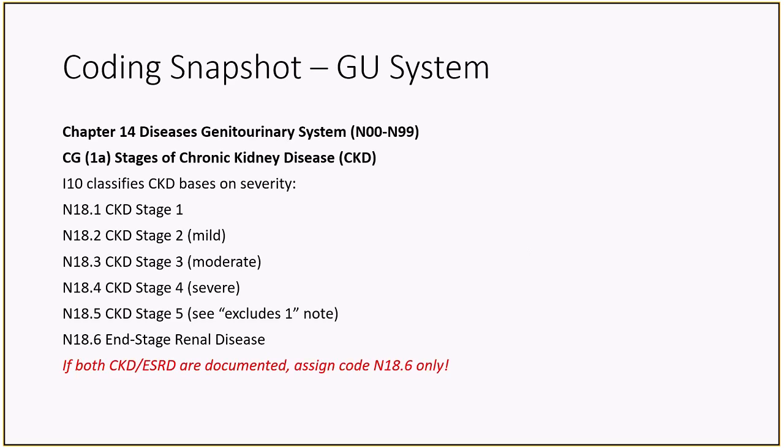And then the last stage we've got is N18.6. The patient is in total need of a kidney transplant. This is considered end-stage renal disease, and while they're awaiting a kidney transplant, they must be on some form of dialysis to live. In the case that the physician documents both CKD and end-stage renal disease, you are to assign N18.6 only, so you don't need both codes. So again, the end stage is going to take precedence, and you're going to assign N18.6.